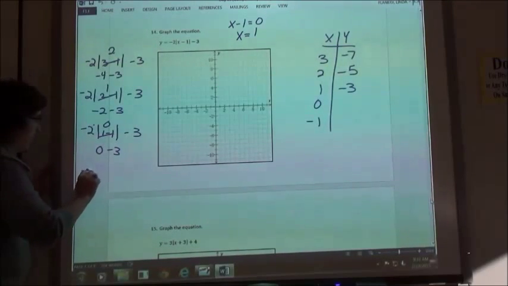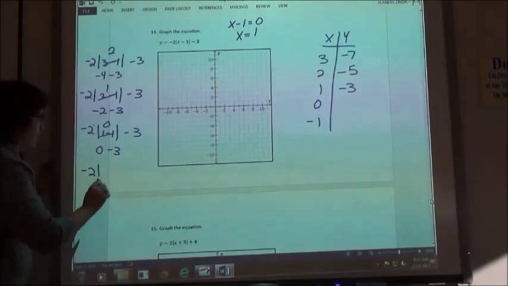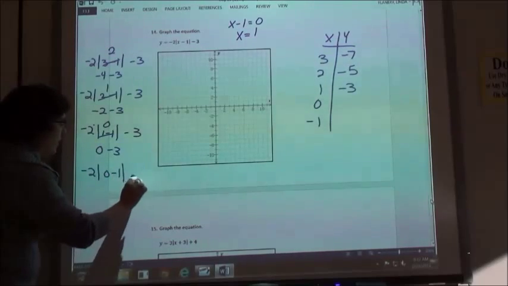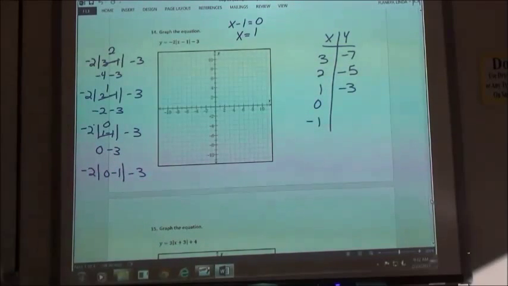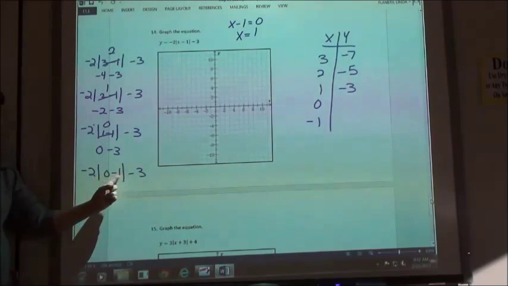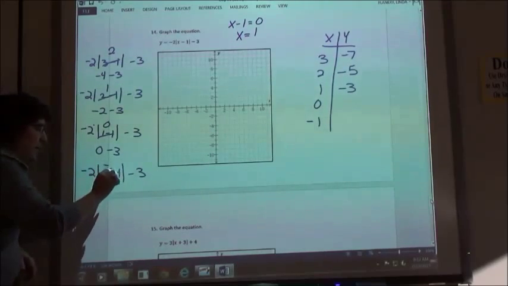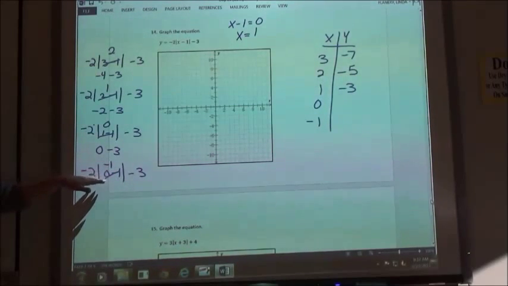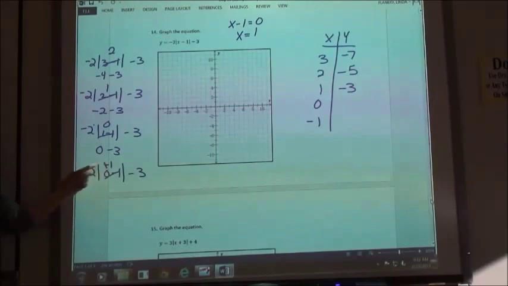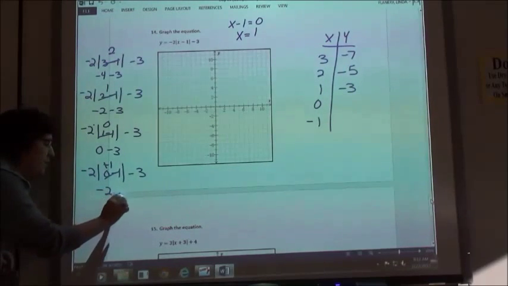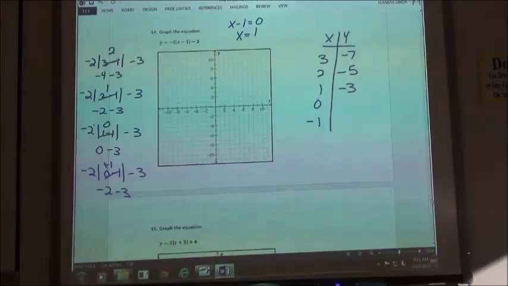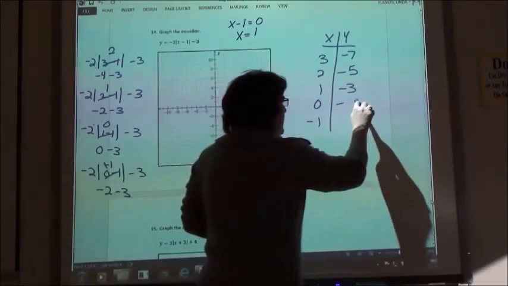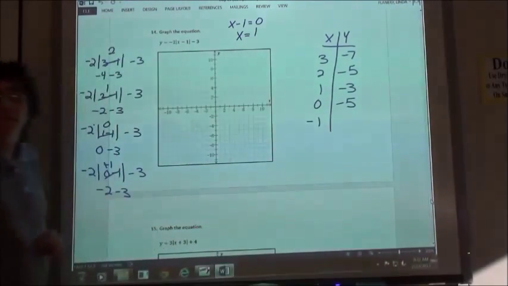Then I have to do negative 2 times the absolute value of 0 minus 1, minus 3. So 0 minus 1 is negative 1, but it's in the absolute value, so we change it to a positive 1, right? Absolute values make that number positive. 1 times negative 2 is negative 2. Negative 2 minus 3, negative 5.